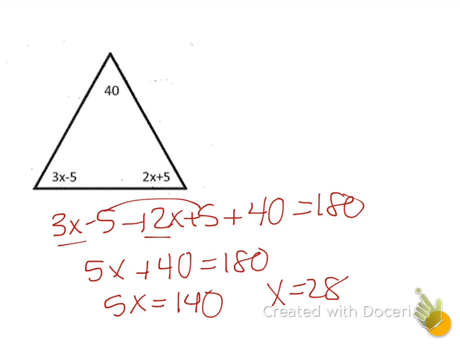Let's plug it in and find our missing angle measures. So 3 times 28 minus 5 is 79 degrees. 2 times 28 plus 5 is 61 degrees.